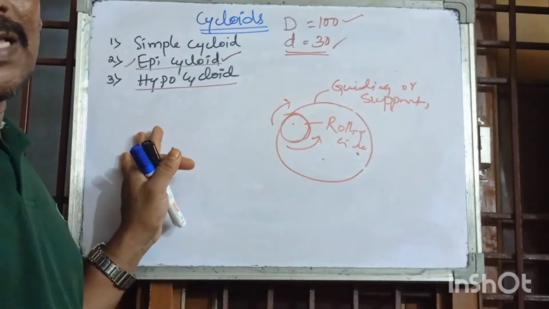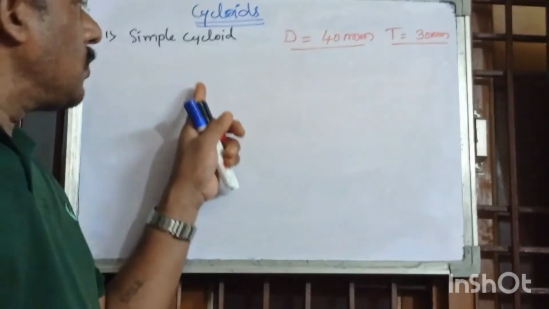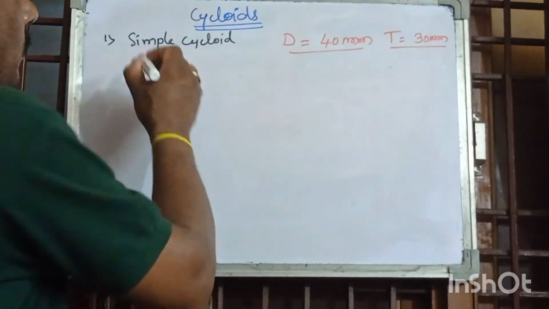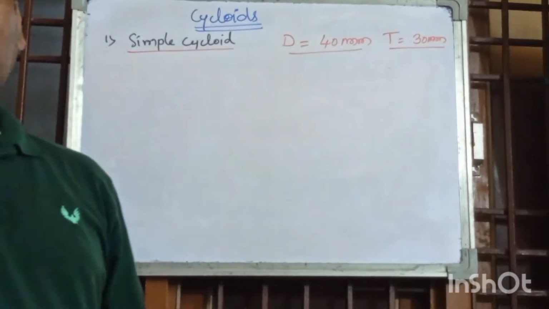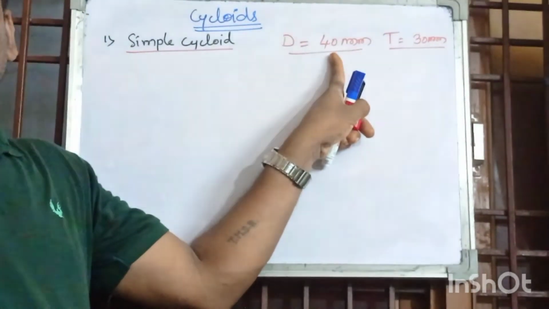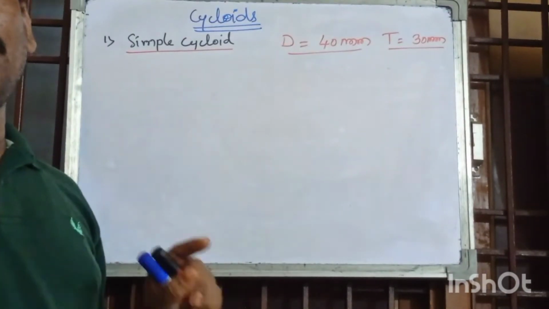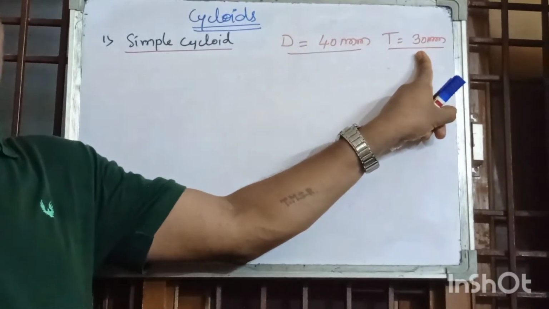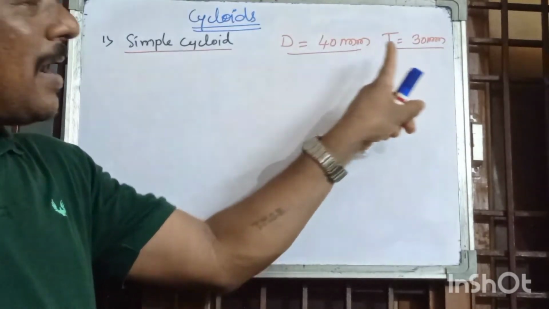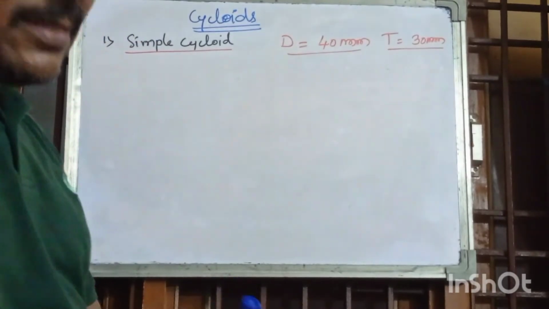So first we will see a question regarding simple cycloid and how to draw the cycloid. A simple cycloid, a circle of diameter 40 mm, rolls in a clockwise direction without slipping, makes one complete revolution, and draw the tangent at 30 mm. So here the diameter is given and the tangent is given.